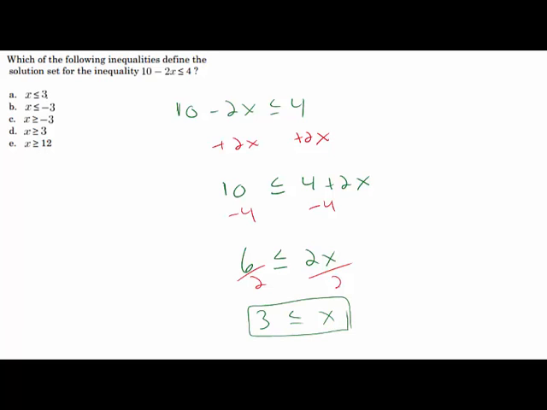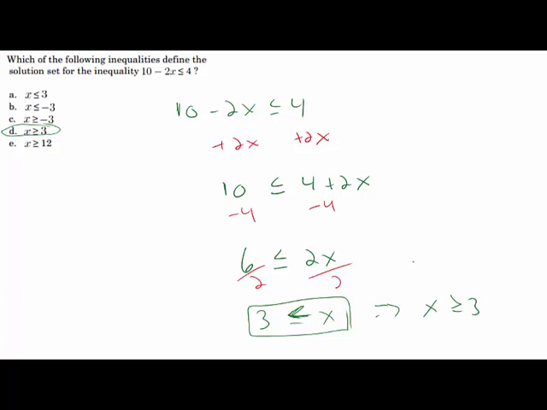So this is also the same way as writing x is greater or equal to 3. So what's the answer there? X is greater or equal to 3. So it's that. Now if we want to quickly check it, let's plug in any number that's greater than 3.